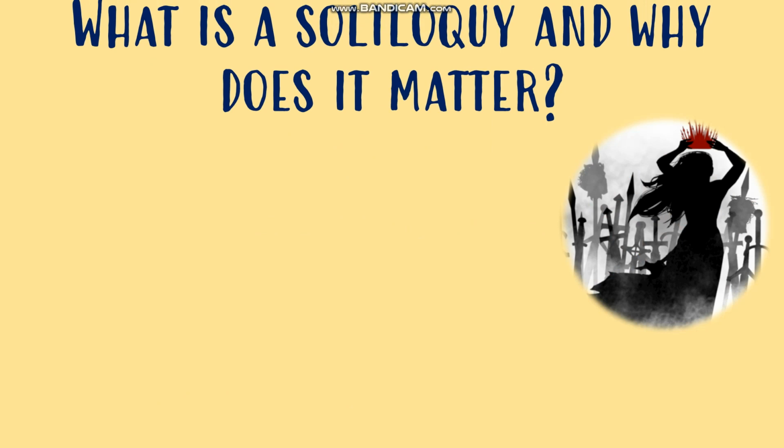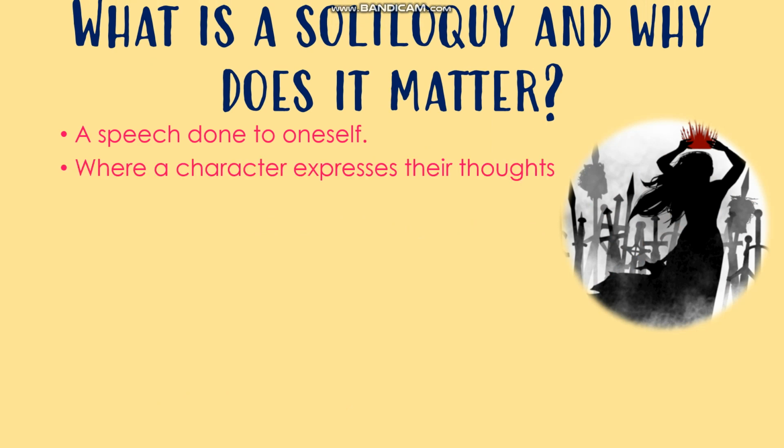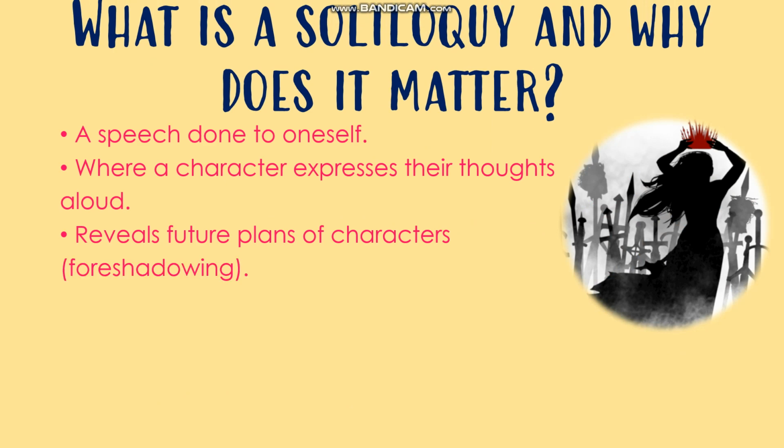about why it matters. Now what's important to know about a soliloquy is it is a speech done by one character to themselves. It's not done to the audience. It's essentially where a character speaks their thoughts aloud, so that we as an audience can understand how they're feeling at that moment in time, but it is not done to the audience at all. It's done to themselves. As well as this, it reveals the future plans of characters, and this leads for it to be quite often used as a nice bit of foreshadowing.